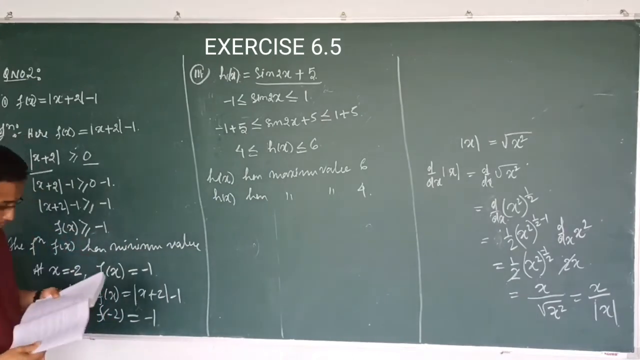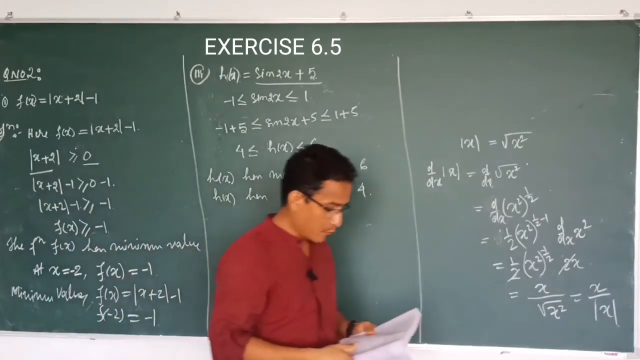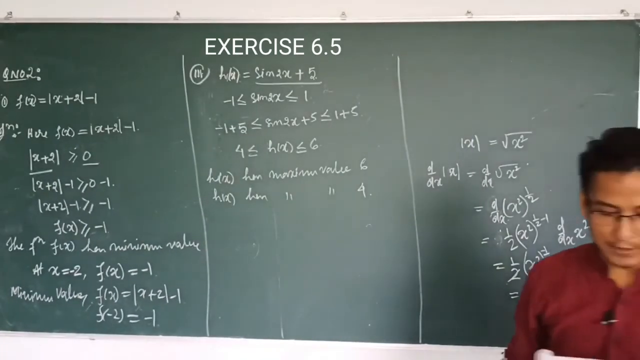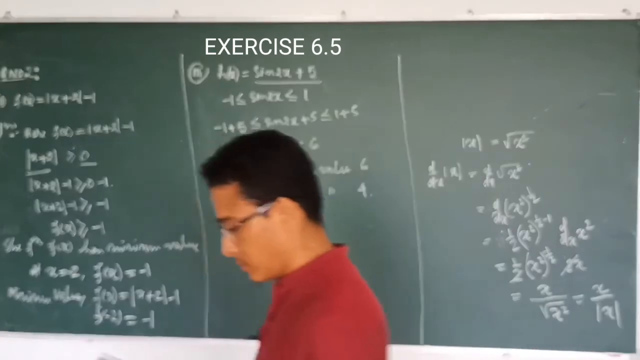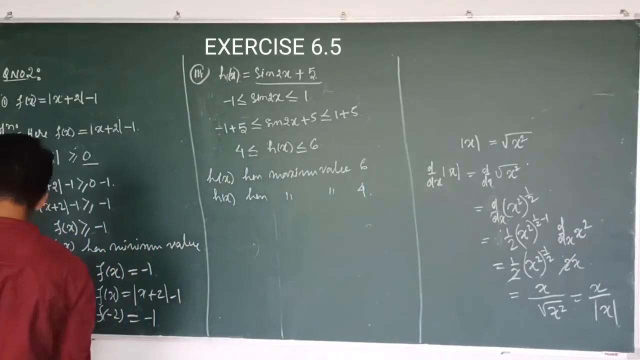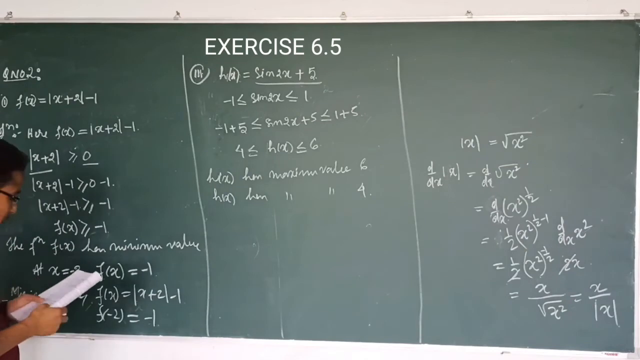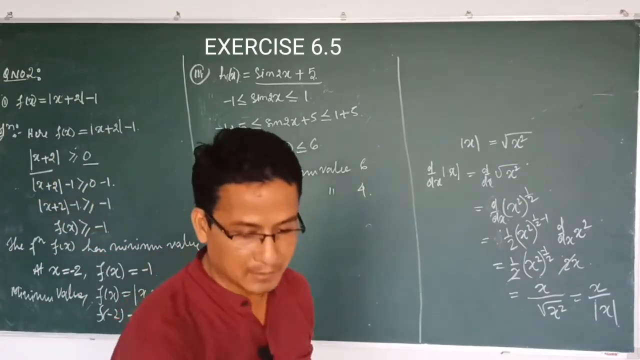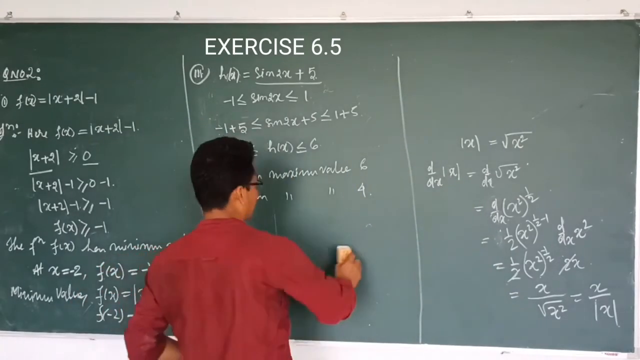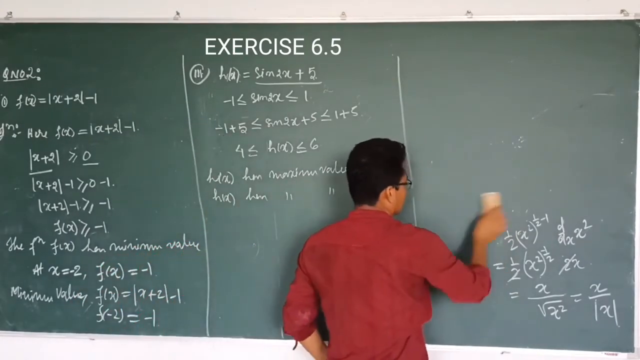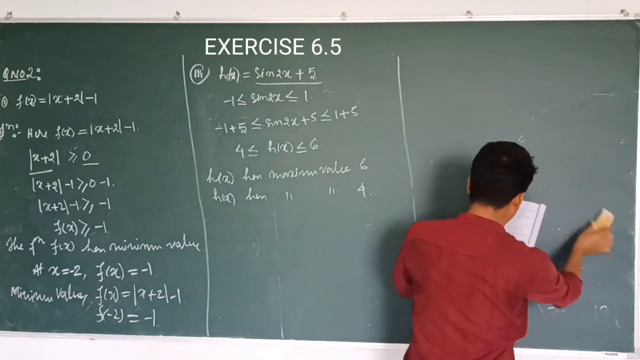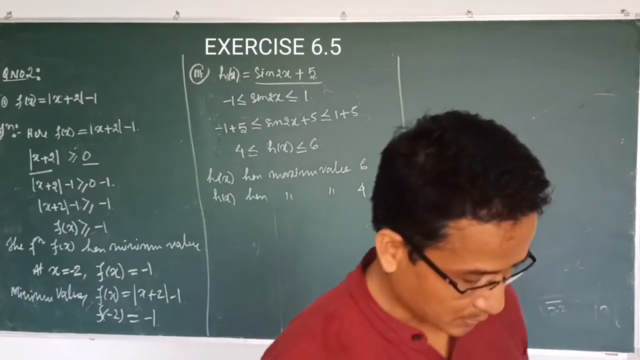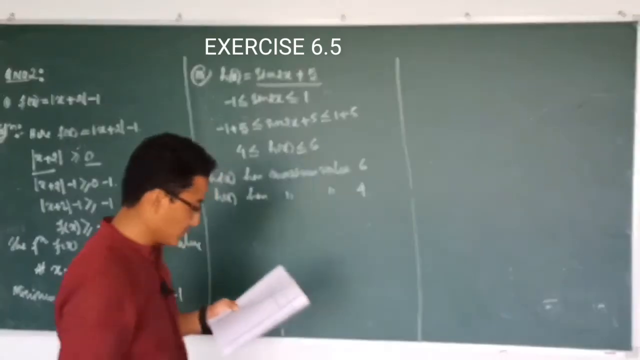Now question number 3. Find the local maxima and local minima, if any, of the following functions, and also find the local maximum and minimum values. First we will find the local maxima and minima, and we will find the values also. So this is the same as question number 1. So I'll solve some questions from here also.